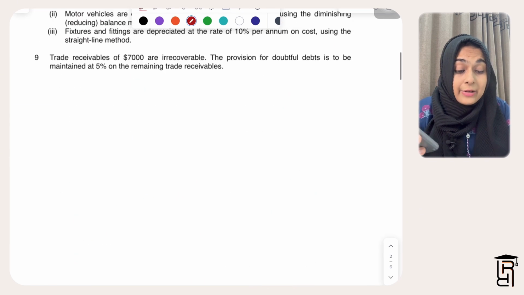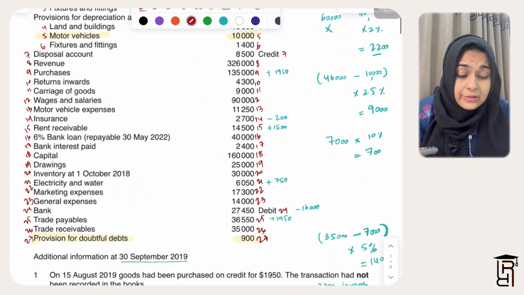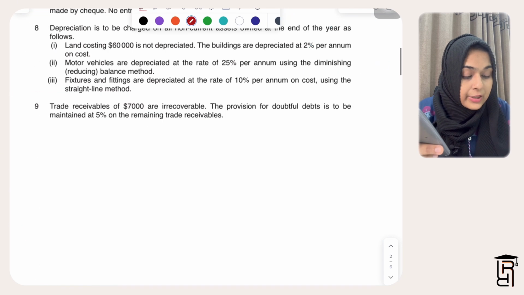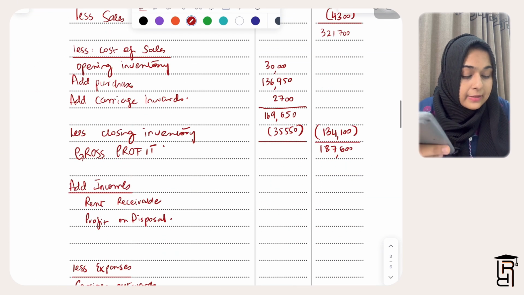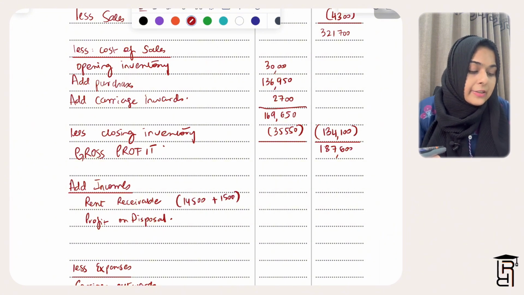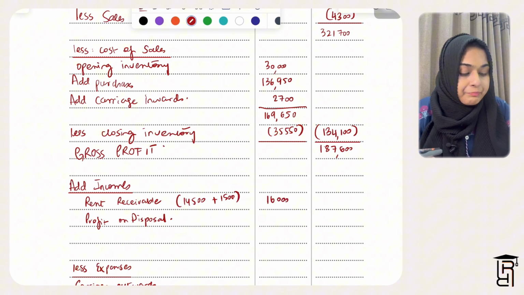In this case, rent receivable is an income. So rent receivable, we did have an adjustment for rent receivable also, which we discussed earlier. So 14,500 plus 1,500. So I'll write here in my details 14,500. I need to tell the examiner that I am adding owing here, I'll write here 16,000.